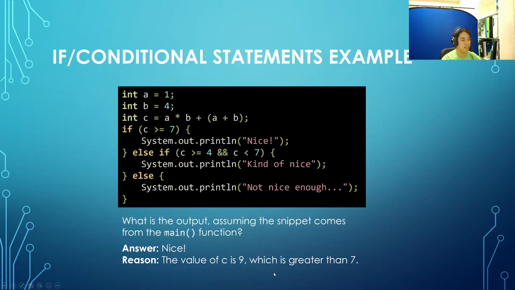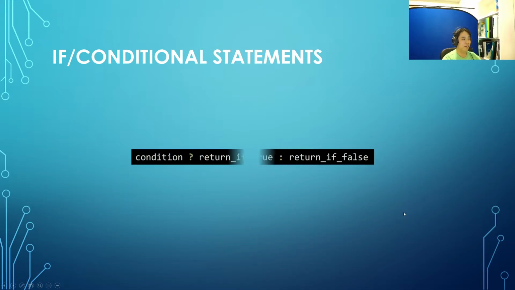Since 9 is greater than 7, we're going to take the first path, which is right here. We print out nice. Good job. This is very easy, I know. But again, this is CPS 125 in a nutshell, so nothing new here.